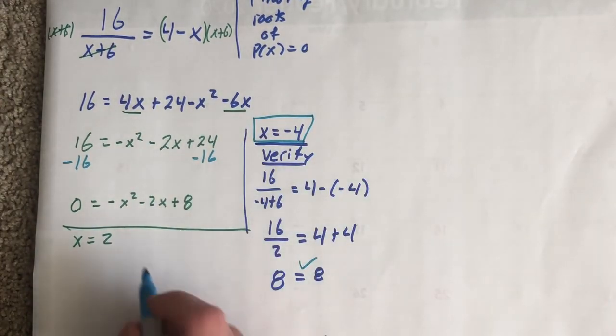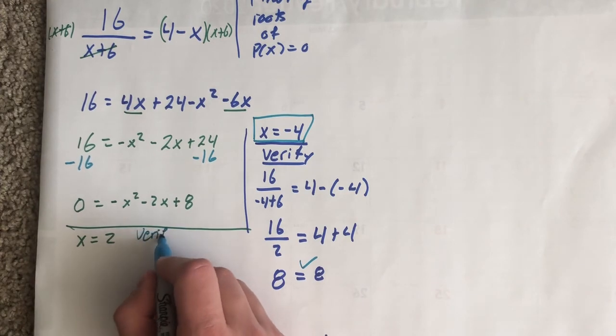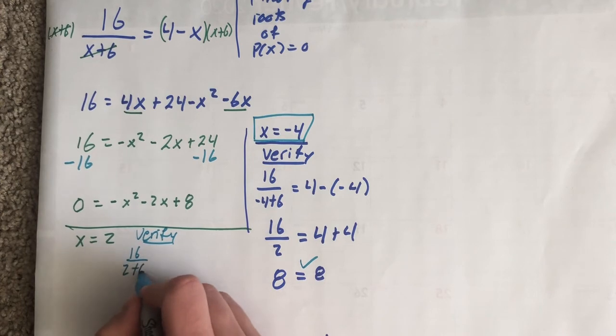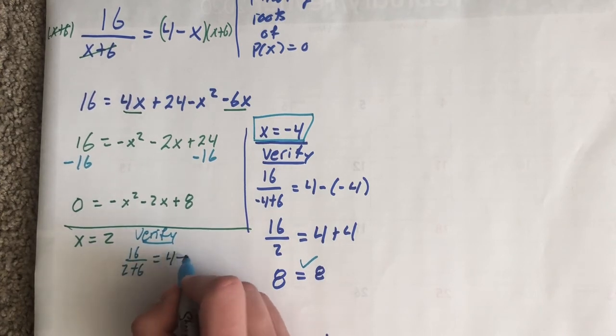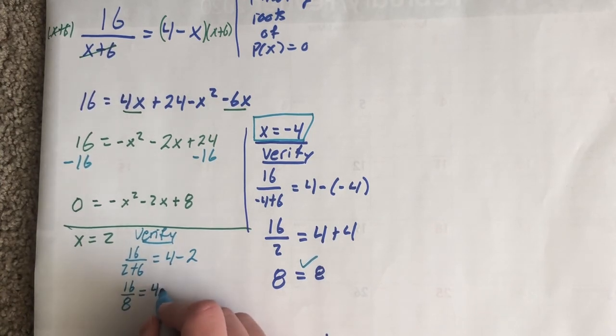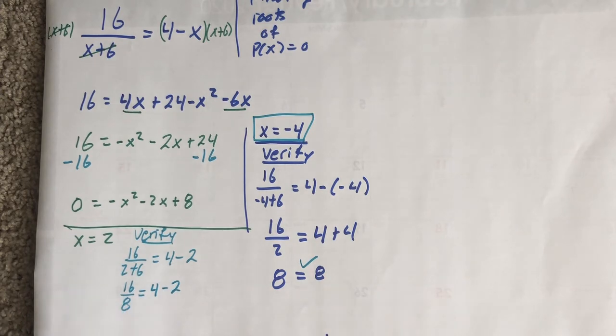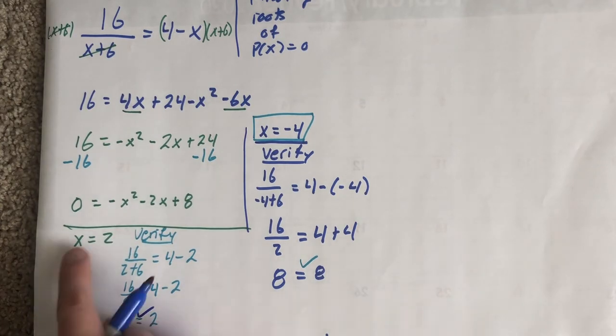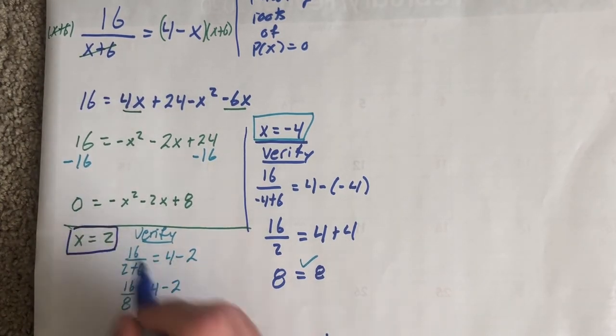Now let's verify when x equals 2. So 16 over 2 plus 6 equals 4 minus 2. 2 plus 6 gives us 8. So 16 divided by 8 equals 4 minus 2. 16 divided by 8 gives us 2. 4 minus 2 also gives us positive 2. So we have just verified that x equaling 2 is in fact also a solution.